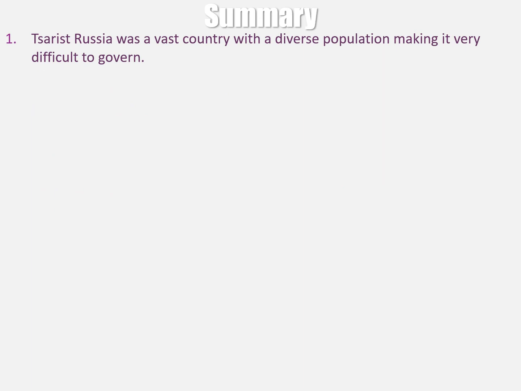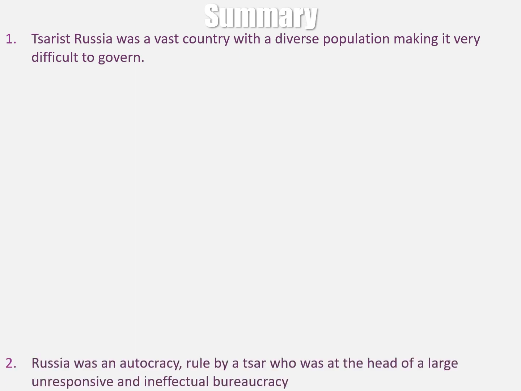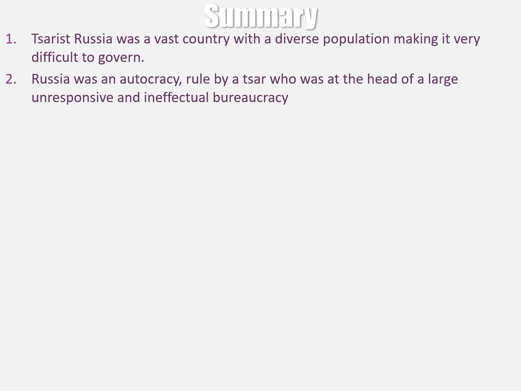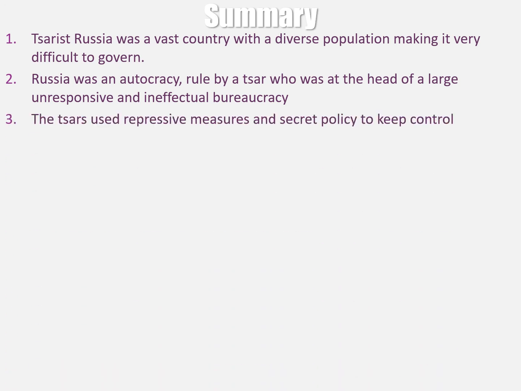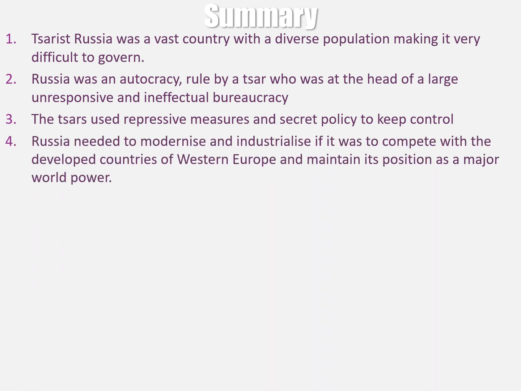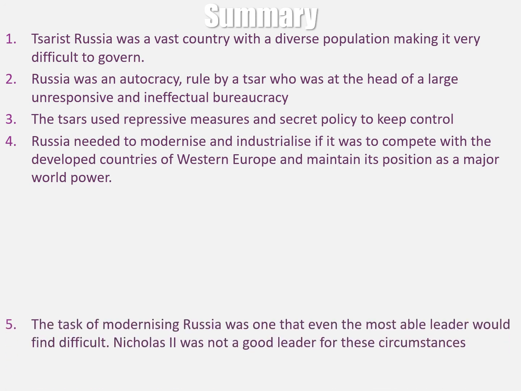Okay, so just a quick summary then. We've said that Tsarist Russia was obviously a very vast country with a very diverse population, which made it very difficult to govern. It's an autocracy ruled by a Tsar, who's the head of a large, very unresponsive and very ineffectual bureaucracy. They had used repressive measures and secret police to keep control for a number of years. Russia needed to modernise and industrialise if it was going to compete with the developed countries of the Western world, and Western Europe in particular, and maintain its position as a major world power.